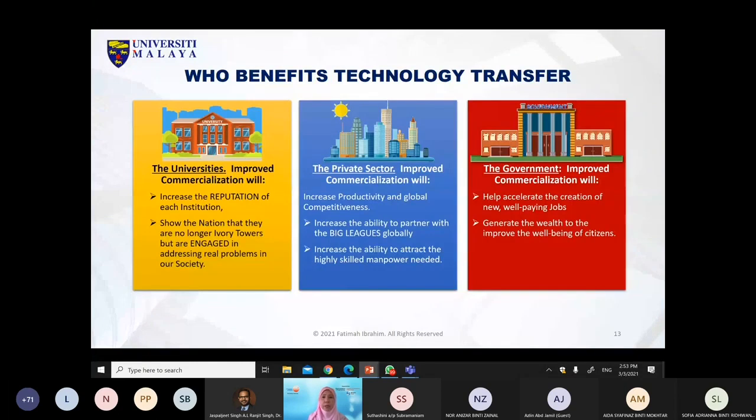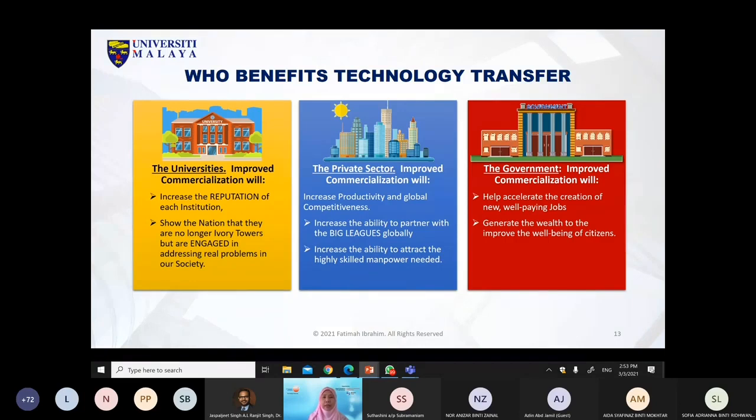So who benefits from technology transfer? The university. If we keep improving our commercialization, we will increase our reputation in each of the institutions. The industry will say, okay, this university is very good and we are not working in a silo or alone during our research, and it shows the nation that we are no longer in the ivory tower but are engaged in addressing the real problems in our society.